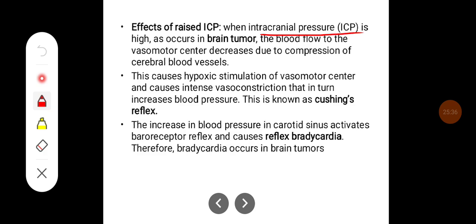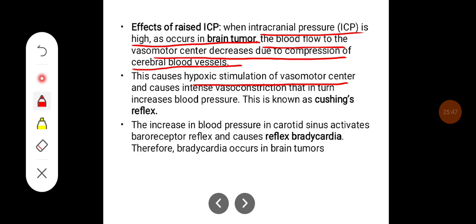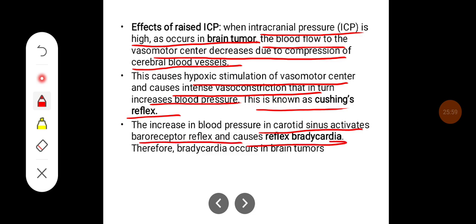When intracranial pressure is high, as occurs in brain tumor, the blood flow to the vasomotor center decreases due to the compression of the cerebral blood vessels. This causes hypoxic stimulation of vasomotor center and causes intense vasoconstriction that in turn increases blood pressure, and this is known as Cushing's reflex. Increase in blood pressure in carotid sinus activates baroreceptor reflex and causes reflex bradycardia. Therefore, bradycardia occurs in brain tumors.